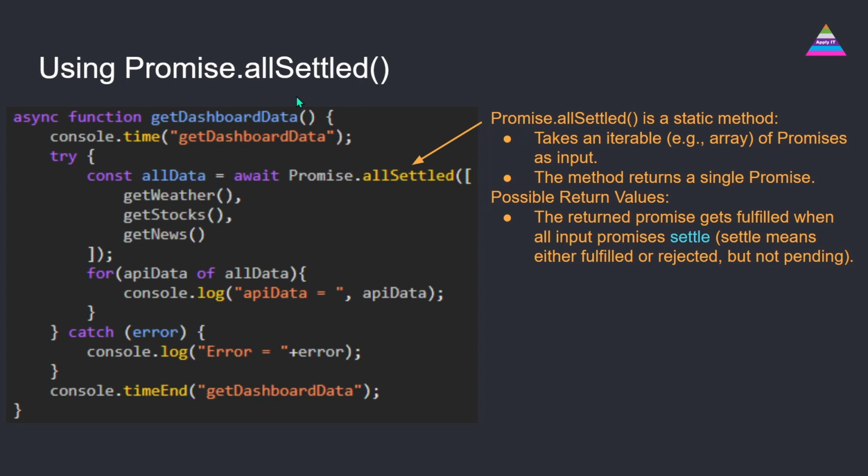Let's understand this Promise.allSettled method. Promise.allSettled is a static method. It takes an iterable, for example an array of promises, as input, and this method also returns a single promise, but it differs in terms of return value. The returned promise gets fulfilled when all input promises settle. Here the focus is on settle. It is not on fulfilled or rejected. The meaning of settle is that the promise is either fulfilled or rejected, but it's not pending.